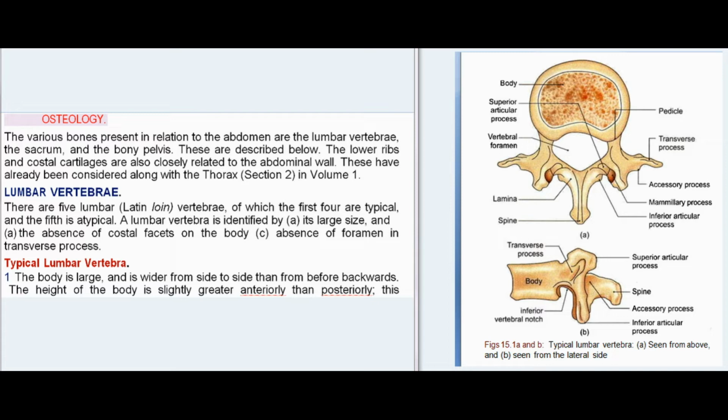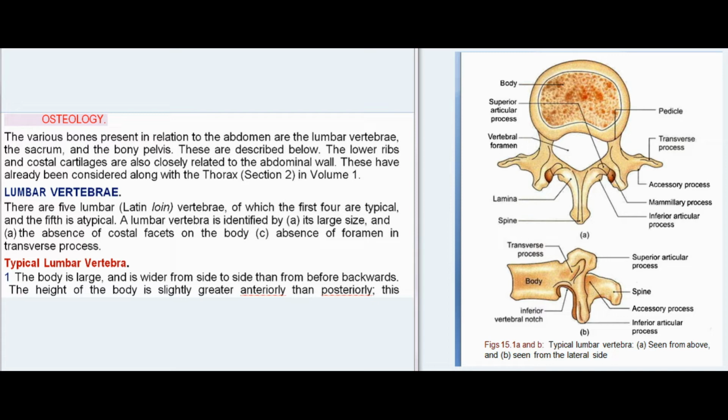Lumbar vertebrae. There are 5 lumbar (Latin, loin) vertebrae, of which the first 4 are typical, and the 5th is atypical. A lumbar vertebra is identified by: a. its large size, b. the absence of costal facets on the body, c. absence of foramen in transverse process.